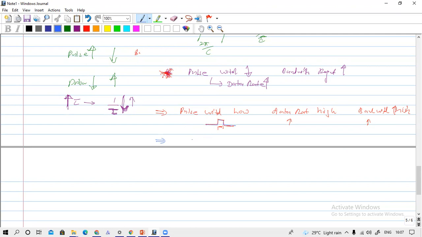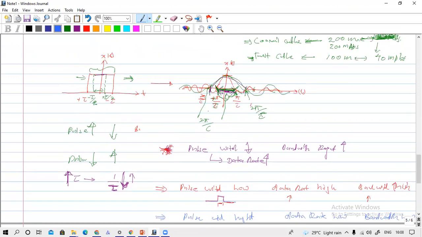And if we select the pulse width high, that means very high pulse width. Pulse width high means the pulse duration is high, like this. This is the duration. So this duration is high. That means data rate is low and you should have low bandwidth. So did you get this? Actually, this is what we get from the spectrum of this pulse.